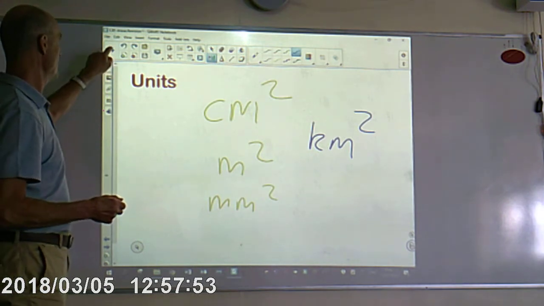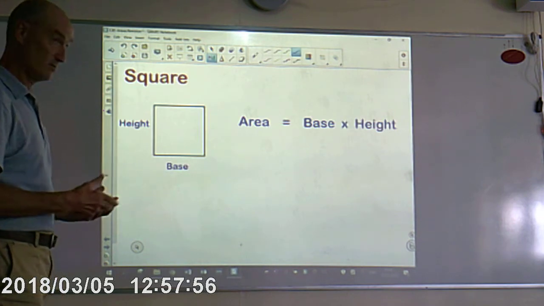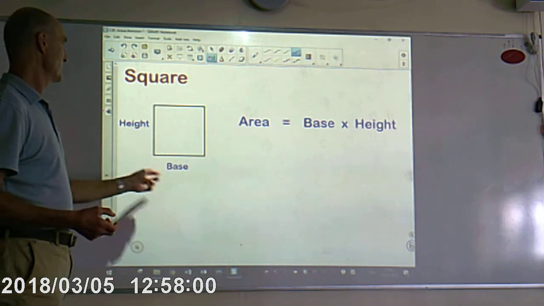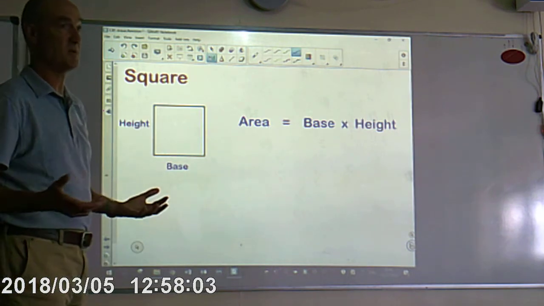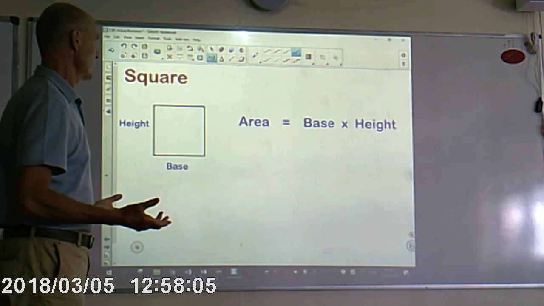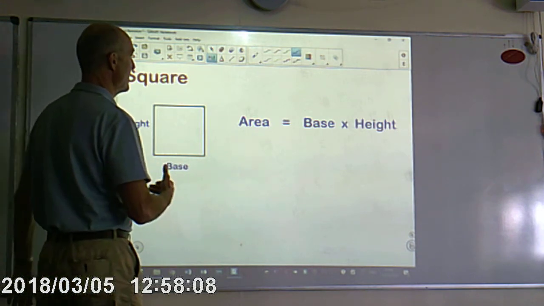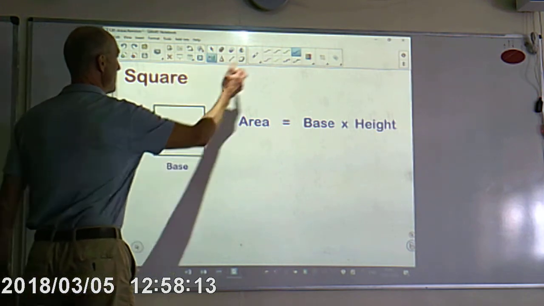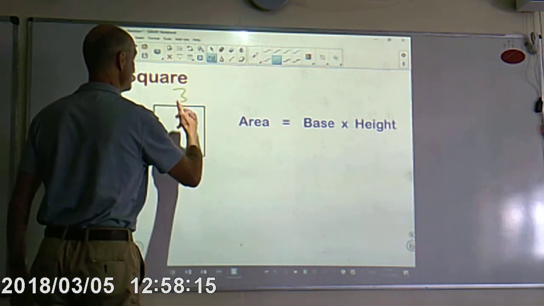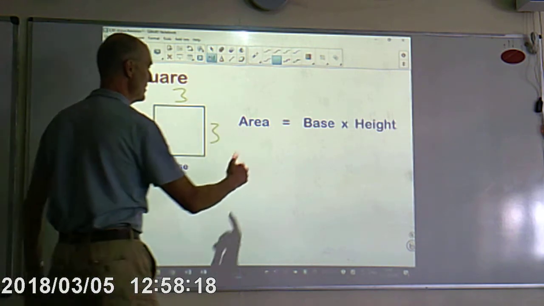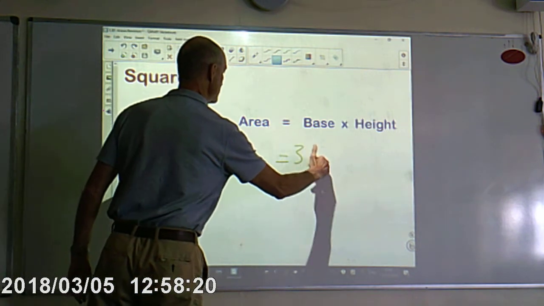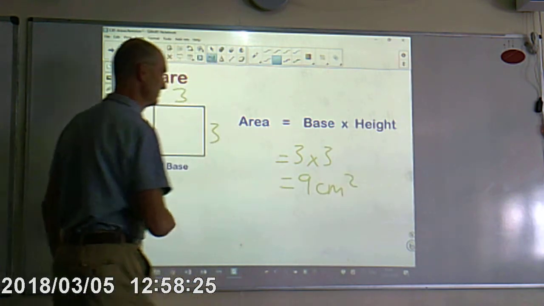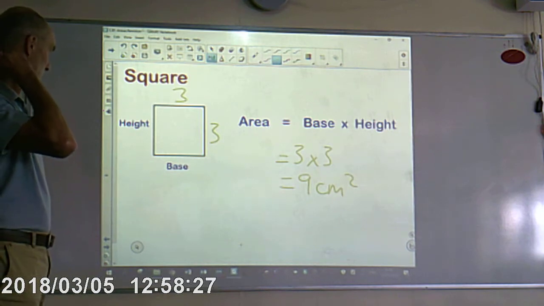Okay, right. So really simple stuff. For a square, the area is the base times the height, and the base and the height of a square are going to be the same, aren't they? So if you had a square that was 3 centimetres each side, its area is going to be 3 centimetres by 3 centimetres, so 3 times 3, which is 9 centimetres squared. Okay? It's a square.